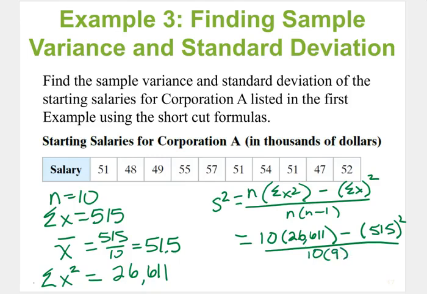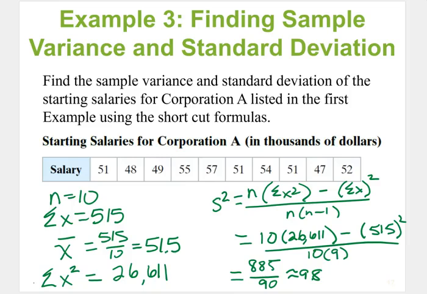So again, make sure that you're really comfortable using your calculator. So that turns out to be 885 over 90, which is approximately 9.8. So your variance for the sample is $9.8 thousand squared, which again doesn't make any sense.